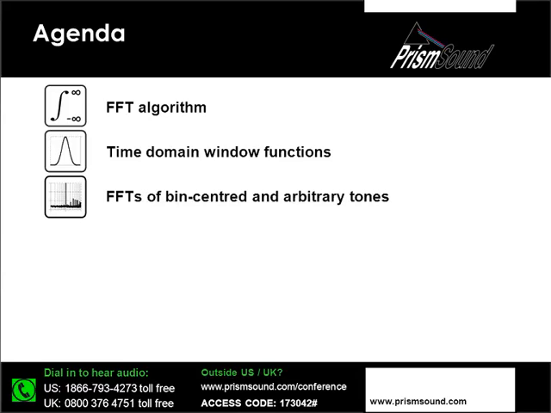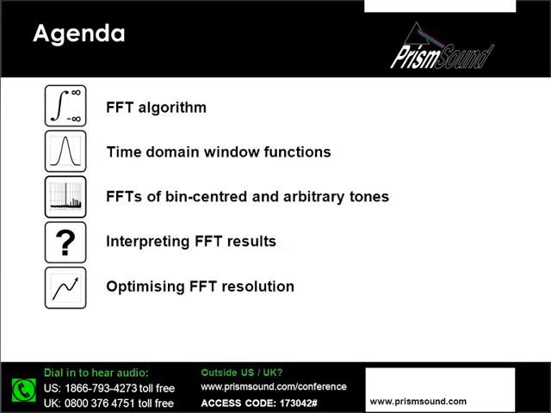I'm going to spend a bit of time talking about FFTs of bin-centered and arbitrary frequency tones, and then we'll spend some more time discussing the issue of interpreting FFT results and coming back to the question of why the answer in our previous survey was not minus 140 dBV. We'll spend a bit of time looking at how we get the optimal results out of our FFT measurements, and then we'll talk about how we can go about extracting some of those audio parameters that some of you are familiar with measuring, like noise, harmonic distortion, crosstalk, from our FFTs. So that's the agenda.